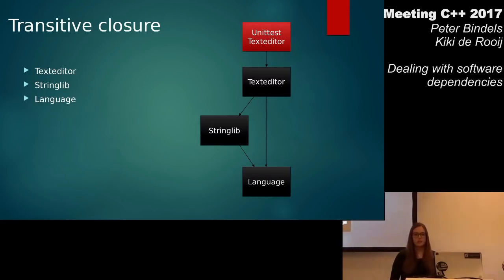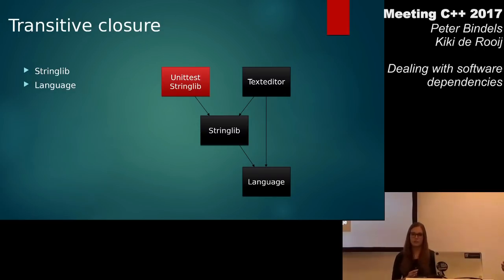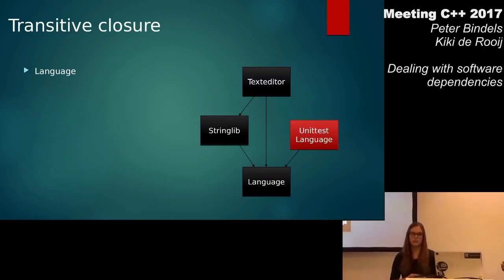If we add a unit test to text editor, then the transitive closure of this unit test will be text editor, stringlib, and language. From the unit test, we can reach all of these components. But if we add the unit test to stringlib, then the transitive closure of this unit test is only stringlib and language, because there's no way to reach text editor anymore. And if we have a unit test of language, then we can only reach language because it hasn't any dependencies to one of the others. If we still had the cyclic dependency to stringlib, then we also would have had a transitive closure to stringlib.